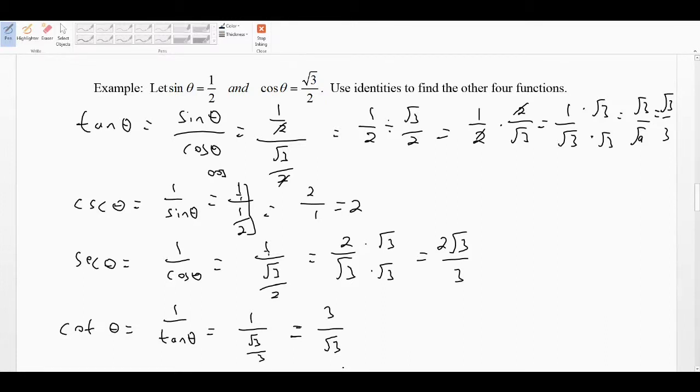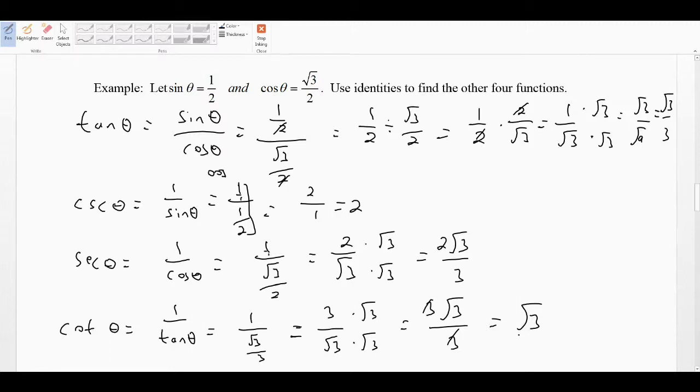And we don't like that because of the radical on the bottom. So multiply it by itself. Square root of 3 times square root of 3 is 3. The top becomes 3 square root of 3. And these 3's cancel out, leaving the square root of 3.